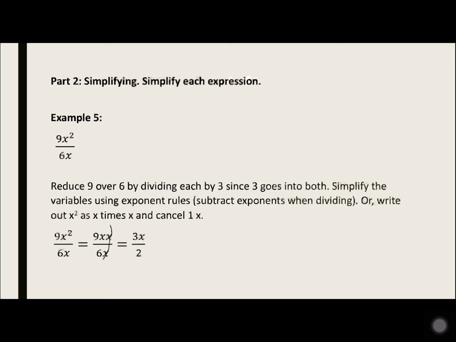So 9x squared is 9 times x over 6x. 3 goes into 9 3 times. 3 goes into 6 2 times. And cancel x. 3x over 2.